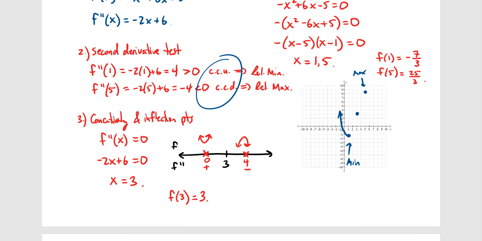So it looks like that. So it's concave up at that point. And then it's going to change to concave down at this inflection point. So now it's concave down. So something like that. And that is our function.